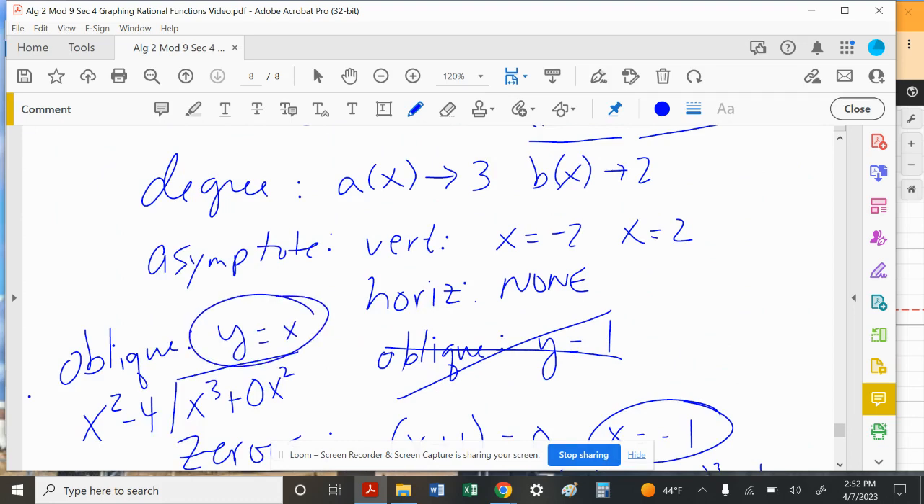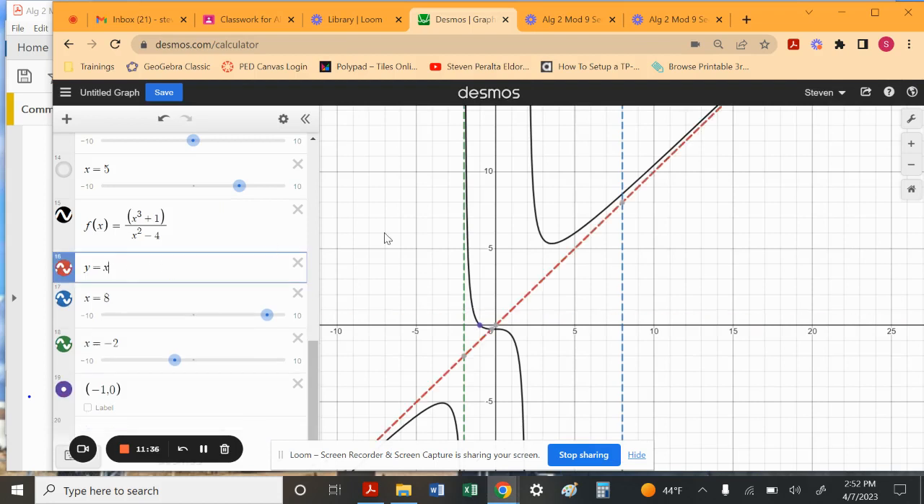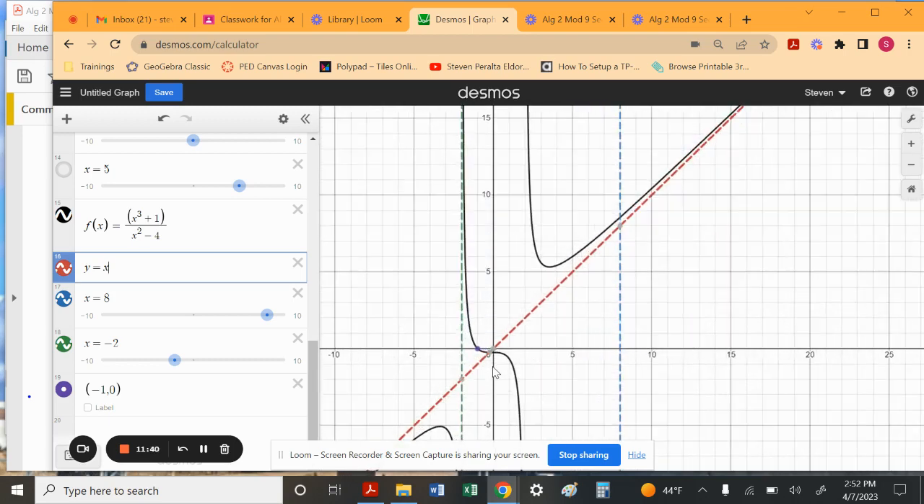I should have been more careful with that and made sure that I understood that. So this isn't true, y equals 1. We have it at y equals x. And there we go. And we can see that. Okay, and that's my oblique asymptote.